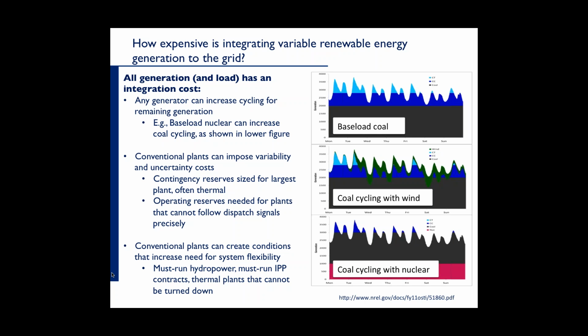So if you jump down to the very bottom, we don't have any wind, but now we have nuclear, which almost always in the U.S. at least runs at constant baseload output. And now take a look at what happens to the coal plants. The coal plants are cycling. And so this is just a simple example that shows that many different types of generators might have some sort of integration cost. But what's really important is the total cost of the system.